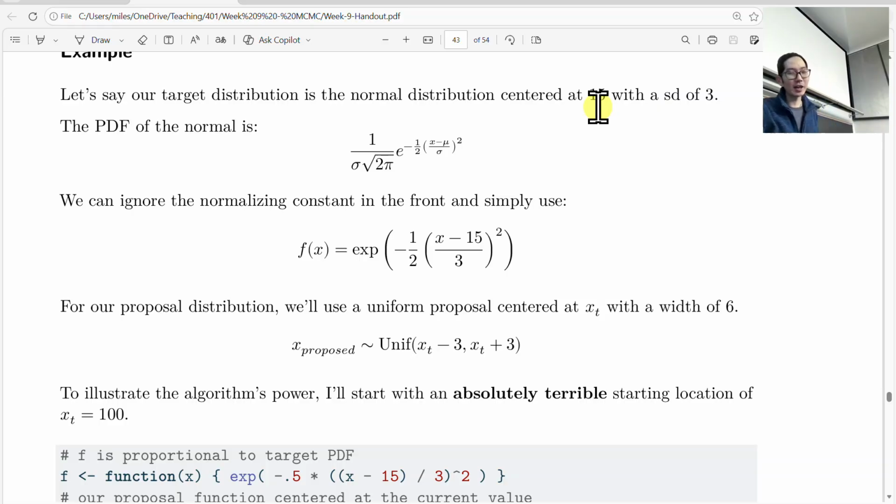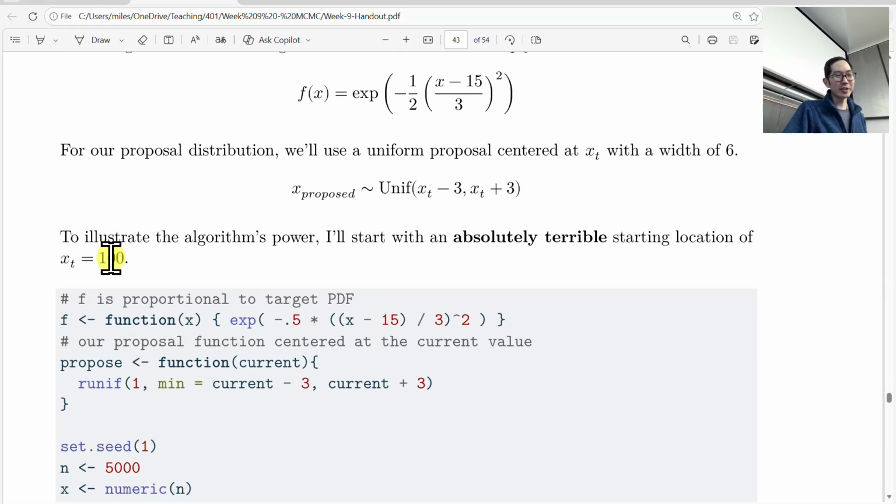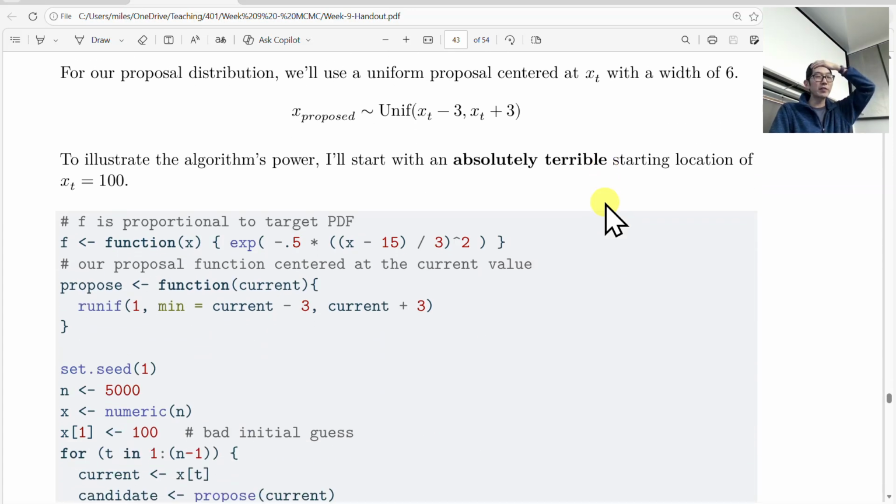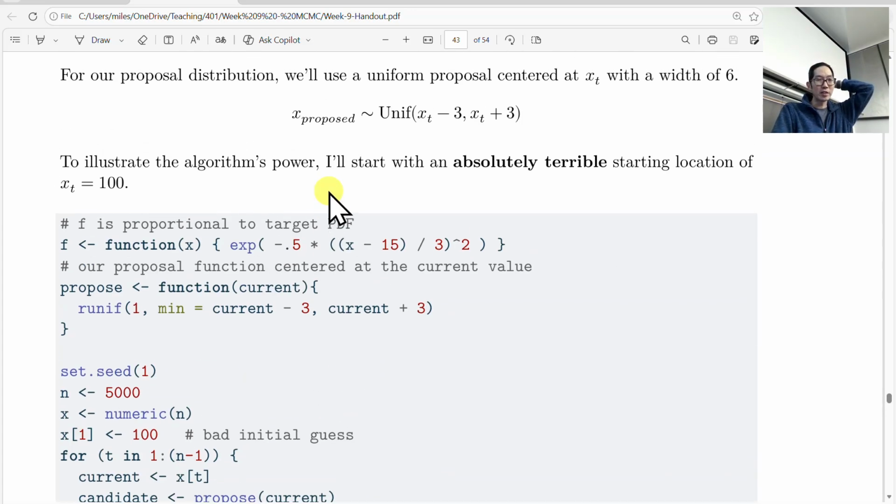I'm going to start at a terrible location of 100, okay? There's no way 100 is going to be part of my final distribution; this normal distribution would never generate a value of 100. But I don't know that, all right? Eventually I want my Markov chain to generate values from this target distribution, but I don't know where to start. I don't really know what my target distribution looks like at the end of the day. So I'm going to just start off at this terrible location of 100, okay?